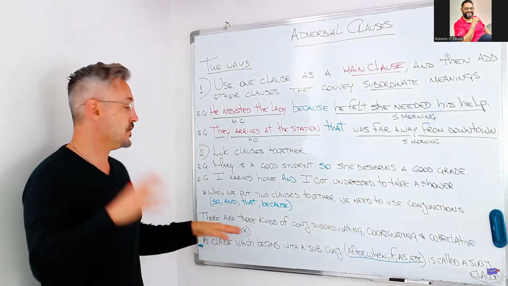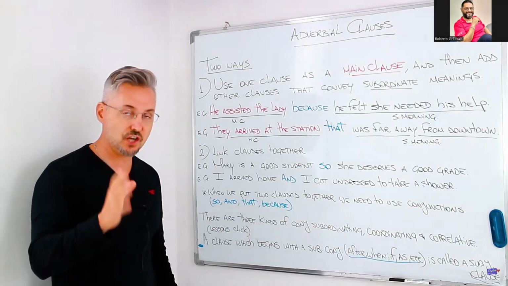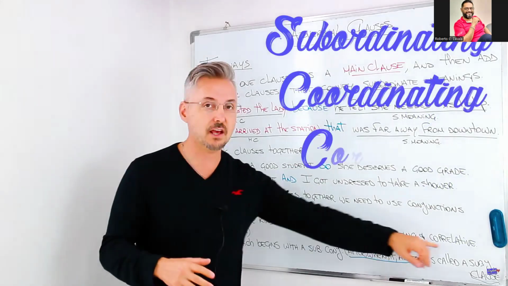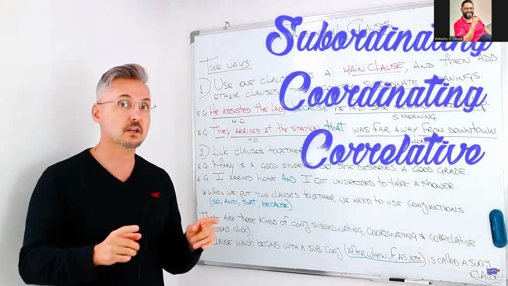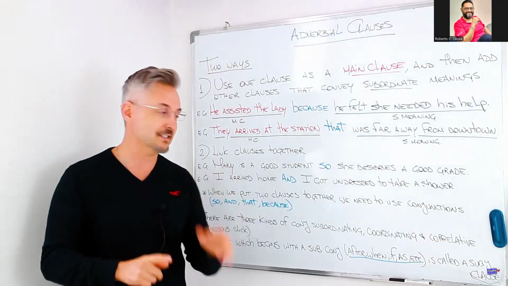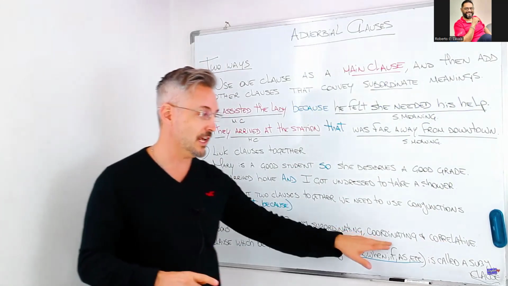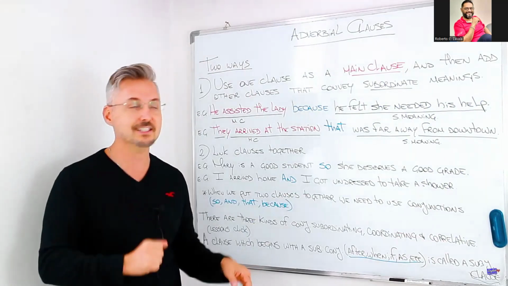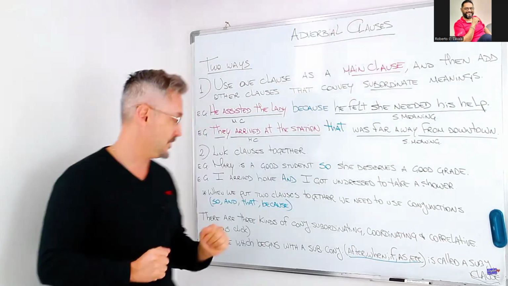However, there are three kinds of conjunctions: subordinating, coordinating, and correlative. There is a lesson, not just one lesson, but three lessons on subordinating, coordinating, and correlative conjunctions. If you want to watch those lessons, you may click here.